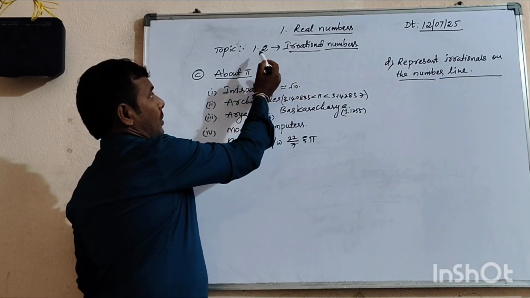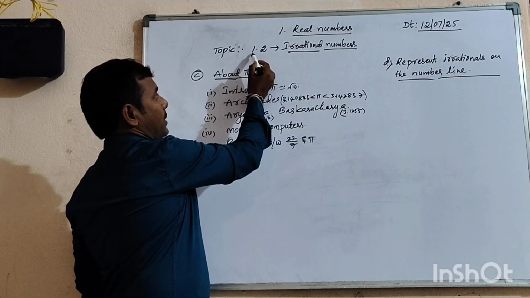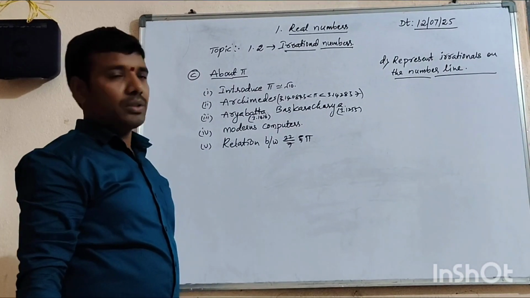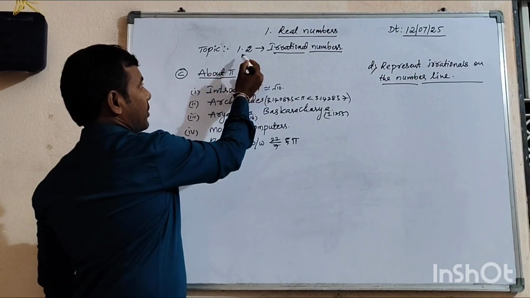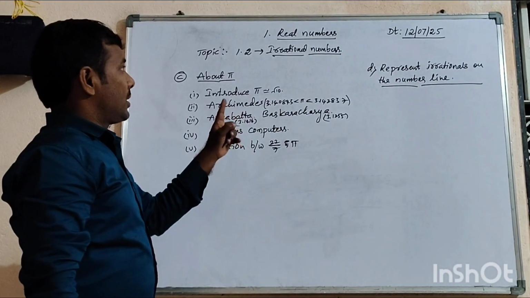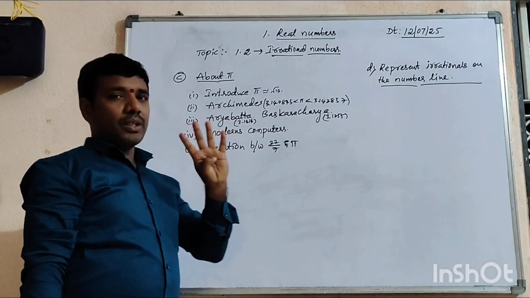Ninth class, first chapter name is Real Numbers. In that, the first subtopic is 1.1, which was already discussed in the previous two videos. Now the second subtopic is 1.2, that is irrational numbers. In that we made four parts.